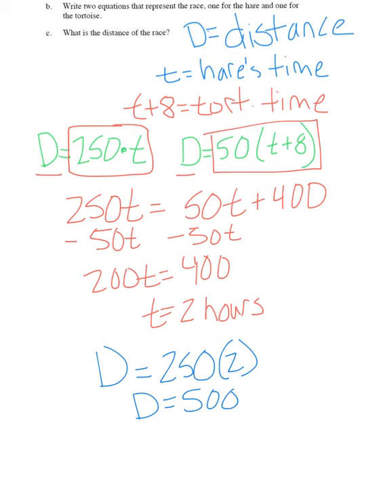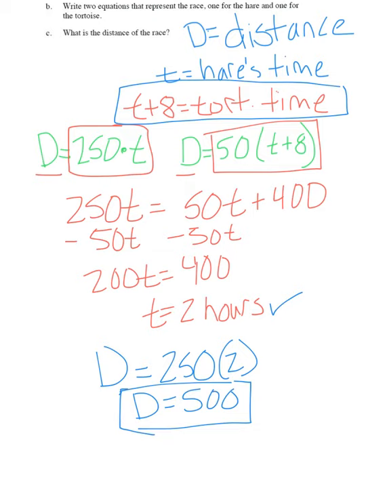So again, the question's only asking you for the distance. You found the distance, but we also know that it took the hare 2 hours, and if it would have asked us, the tortoise's time would have been 2 more than that, so for the tortoise, the time of the race would be 10 hours.